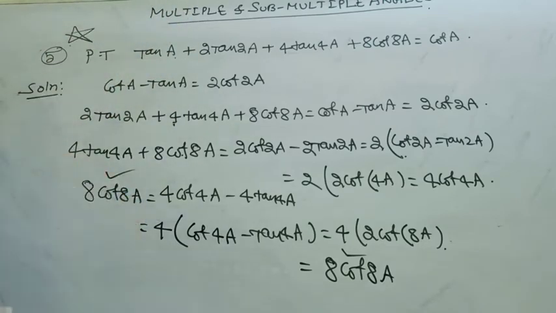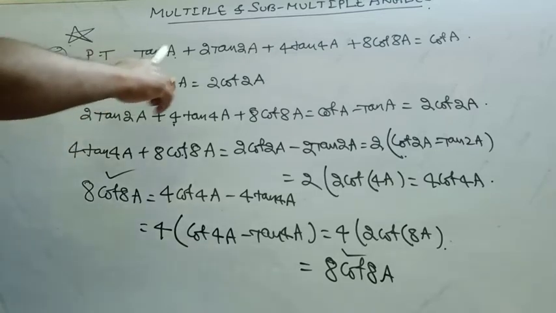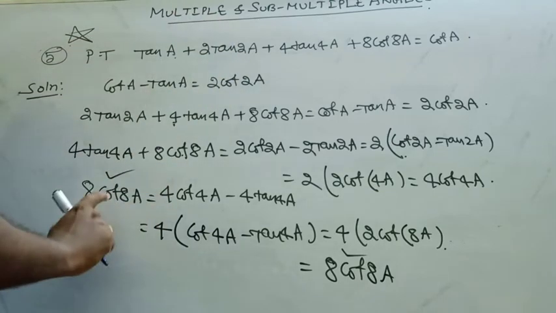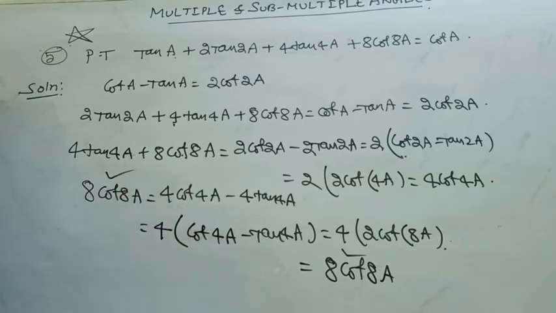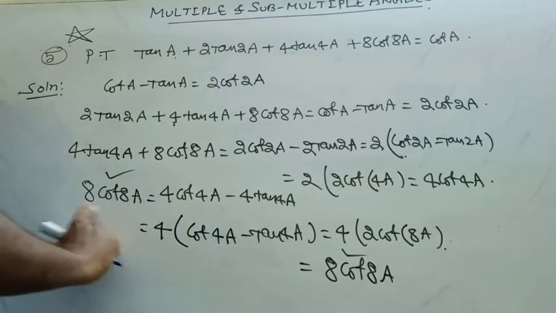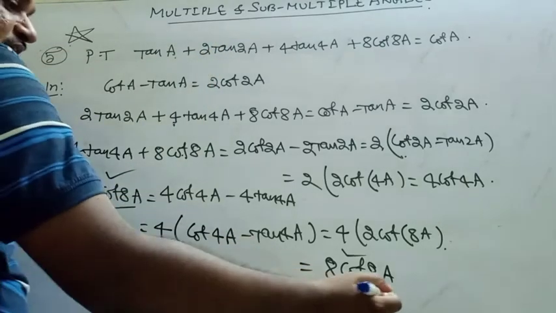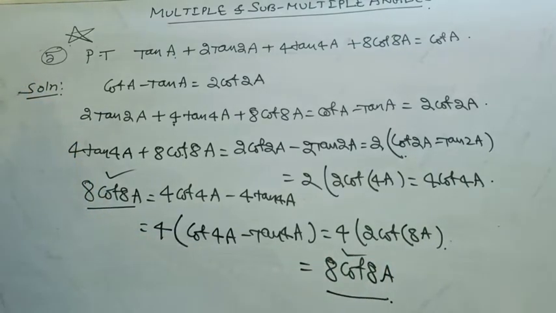Like this we can prove this wonderful problem. Right, my dear students? Actually, if this is not true, we may not have got 8 cot 8a equal to 8 cot 8a. We may have got something different. Since this is true, that's why we have got 8 cot 8a equal to 8 cot 8a like this. We have got it beautifully in this problem.